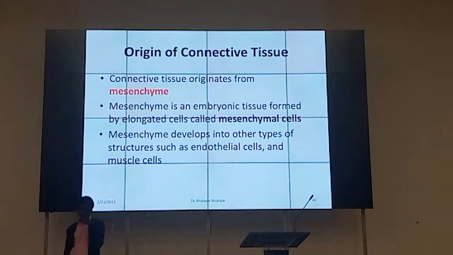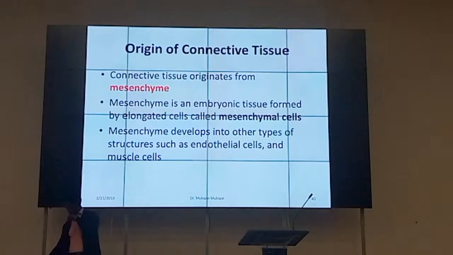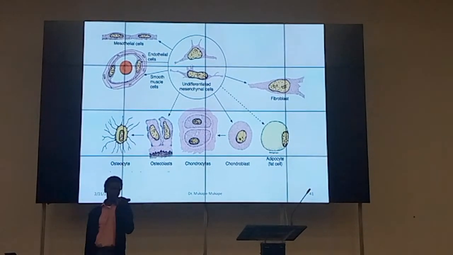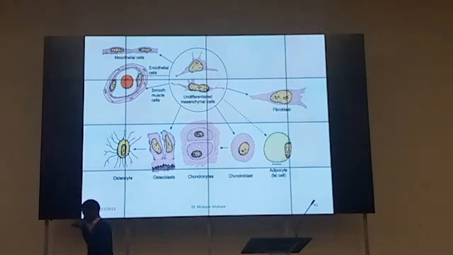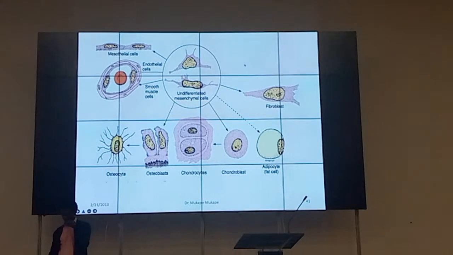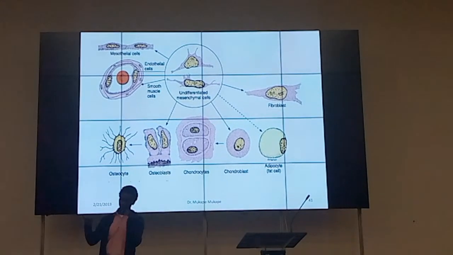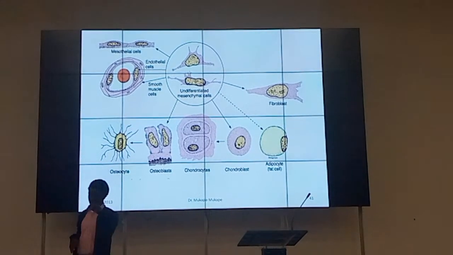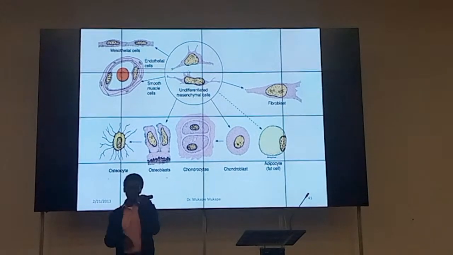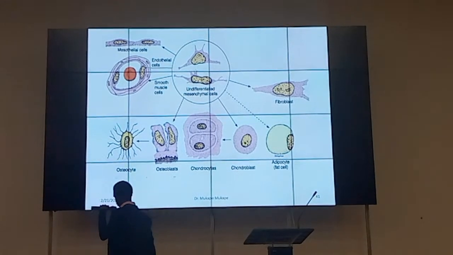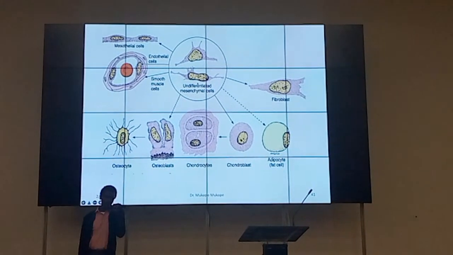So let's look at the origin of connective tissue, especially cells. Remember we mentioned mesenchymal cells. This picture illustrates a mesenchymal cell, which is undifferentiated, and then it differentiates to give rise to various cells. Mesenchymal cells give rise mostly to the resident cells. We can divide connective tissue cells into two groups, as in our summary table: those which are resident and those which are wandering. The resident ones come mostly from undifferentiated mesenchymal cells.